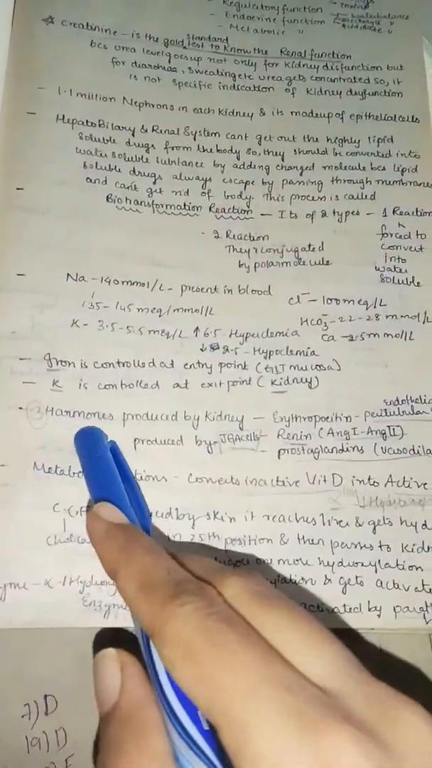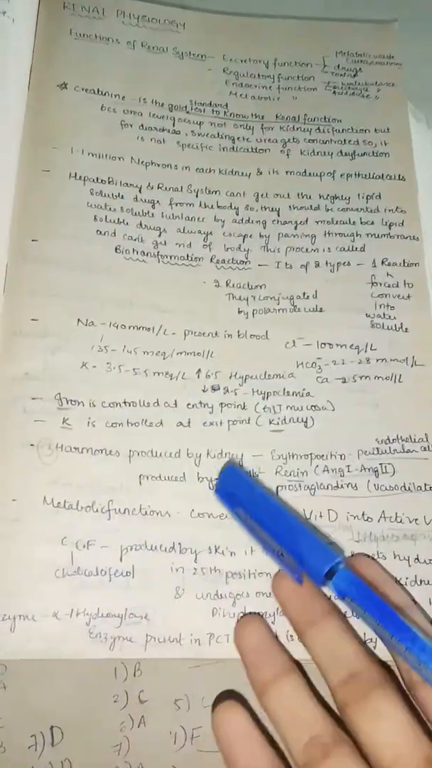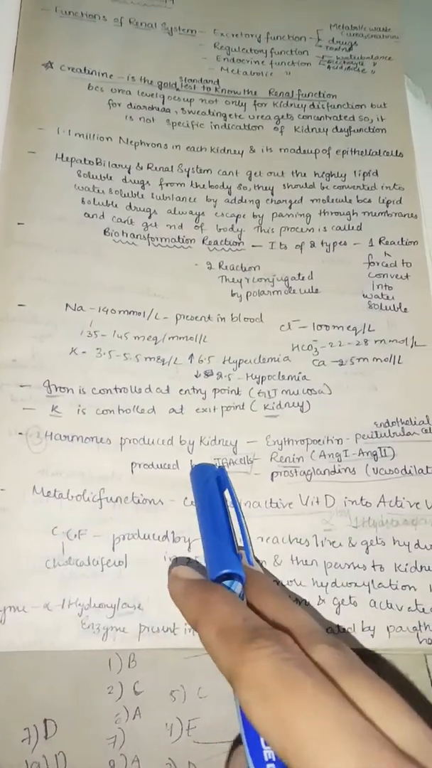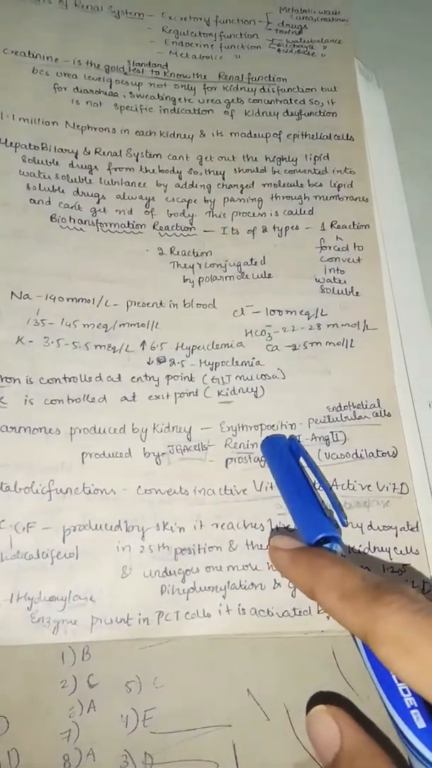So mainly we have three hormones which are produced by the kidney. As we said, the kidney has an endocrine function, so of course it should produce certain kinds of hormones. Mainly three hormones are produced by the kidney. The first one is erythropoietin.